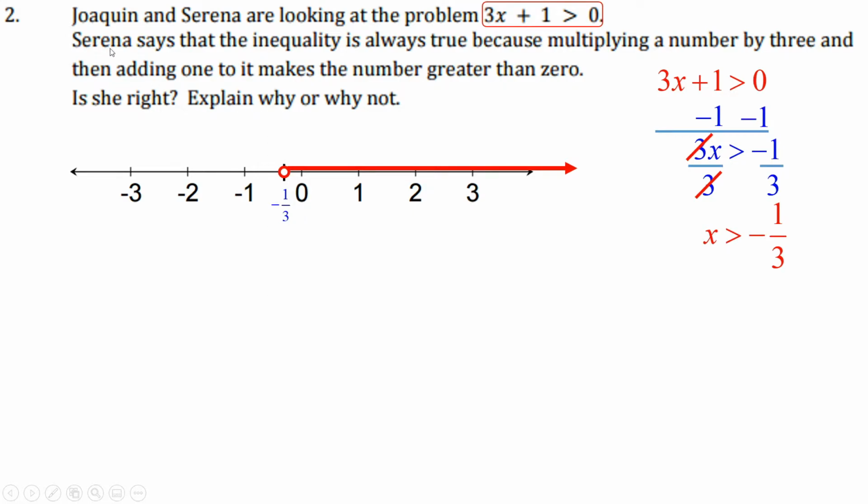So let's look at Serena's statement again. Serena says that the inequality is always true because multiplying a number by 3 and then adding 1 to it makes the number greater than 0. Well, if it were always true, then any real number would work. That means if I throw a -3 in there, it would have to work. Well, let's take a look at that. 3 times negative 3 would be negative 9, plus 1 more would be negative 8. Is negative 8 greater than 0, Serena? It is not. So you're not correct.